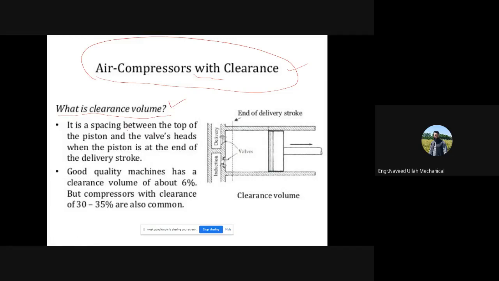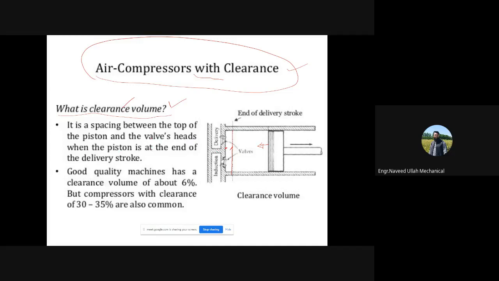It is a spacing. What is clearance volume? It is a spacing between the top of the piston. Top of the piston जो है ना वो ये है क्या? And the piston is moving in this direction. Okay, and it comes to this point. What is this point? ये आगे डिस्कस करता है. And the valve head, ये वाल्व का हेड है.